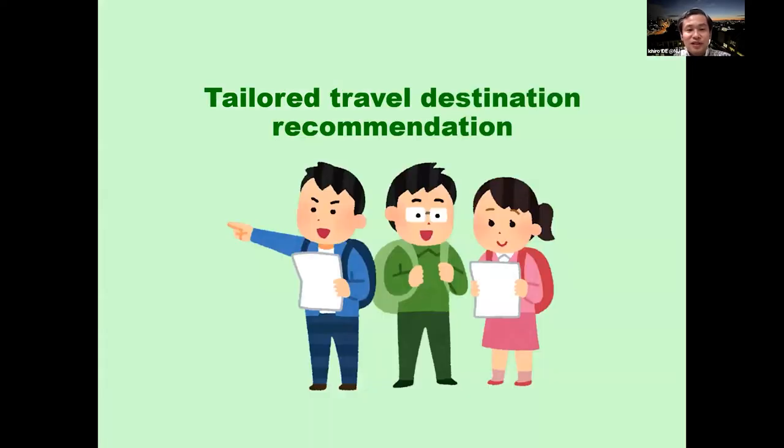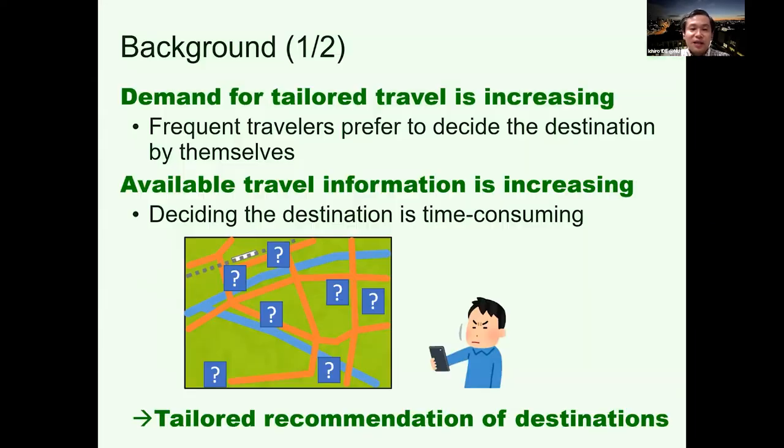So the first one is tailored travel destination recommendation. Demand for tailored traveling is increasing because people used to just go on organized tours. They don't really decide anything. They just get on the plane and then they're taken around to all the places. But recently people are more experienced in traveling. So frequent travelers prefer to decide a destination by themselves.